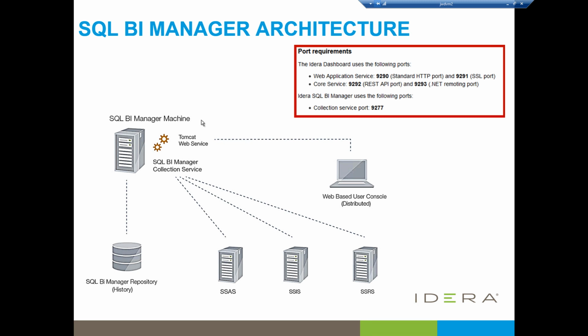BI Manager is licensed per BI service. So if you had 10 licenses of BI Manager, that would mean 10 individual services that you can monitor. You can mix and match. It doesn't have to be a one-to-one ratio. So if you had 2 reporting services, 4 integration services, and 4 analysis services, that would be fine. You don't have to evenly distribute this.